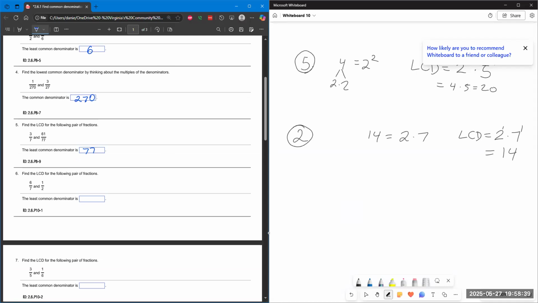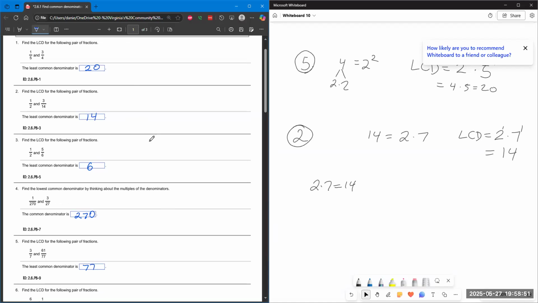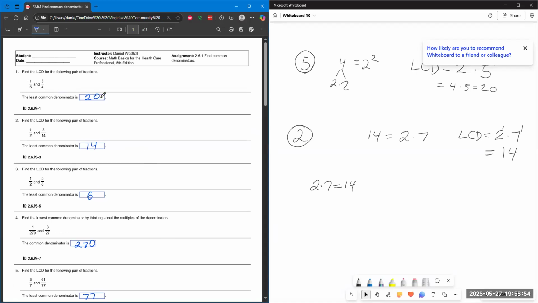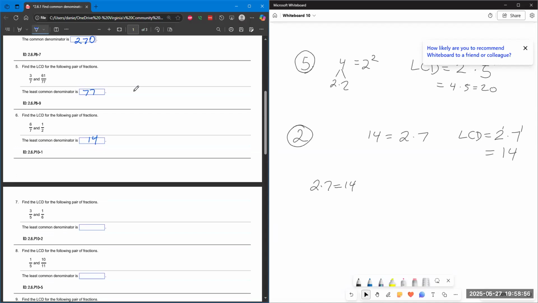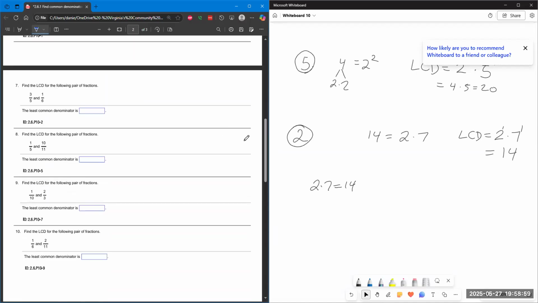7 and 2 have no factors in common, so they're both prime numbers, so I'm just going to multiply them together. 2 times 7 is equal to 14. So that's kind of like this first scenario up here where they had no factors in common and I just multiplied them, right? 5 times 6, no factors in common, because 6 is 2 times 3. So I'm going to go ahead and multiply 5 times 6 to get 30.